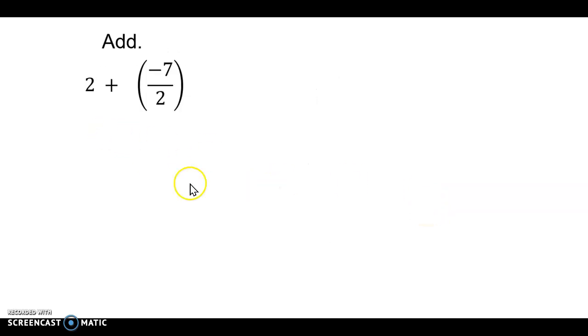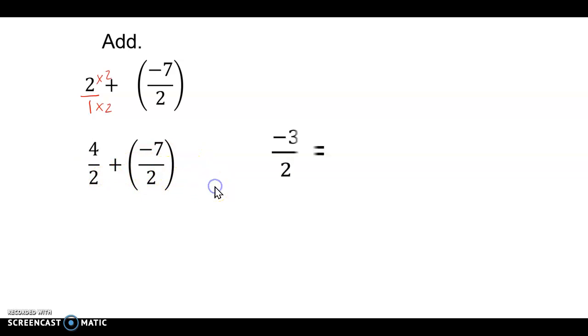Now this one, we have 2, and we have negative 7 over 2. You can either change it to a mixed number like we did on the last one, or you can change this to improper. So I'm going to put this as 2 over 1. Anytime you have a whole number, you can put it over 1. To get a common denominator, we want 2. So I'm going to have to multiply this by 2 and the top by 2. So that's going to give me 4 over 2 plus negative 7 over 2. So now I have a common denominator.